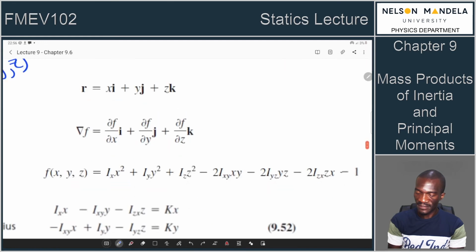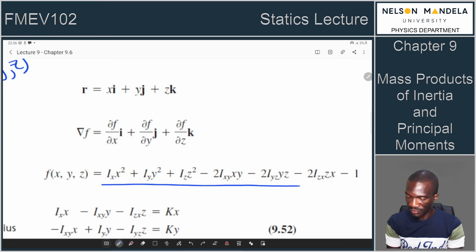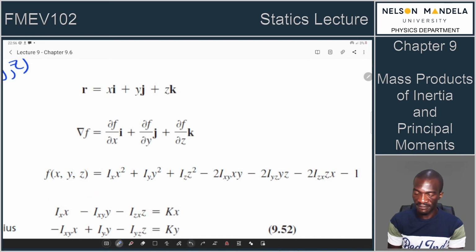So our surface function is the one from our mass moments calculation. If you can tell, this is still the equation. We had it equal to what? Equal to 1, right? So we are now using this as the function that defines the entire equation. That is why we now have this equation.